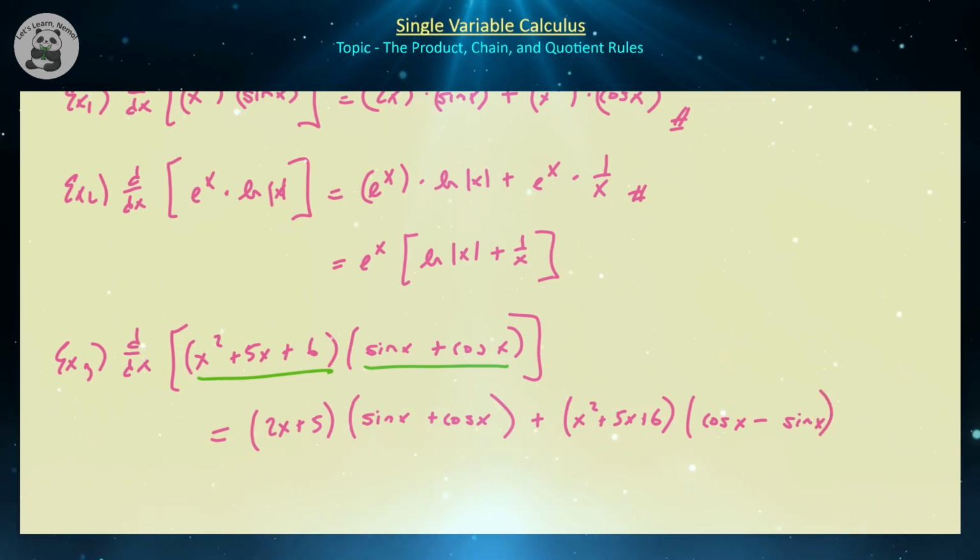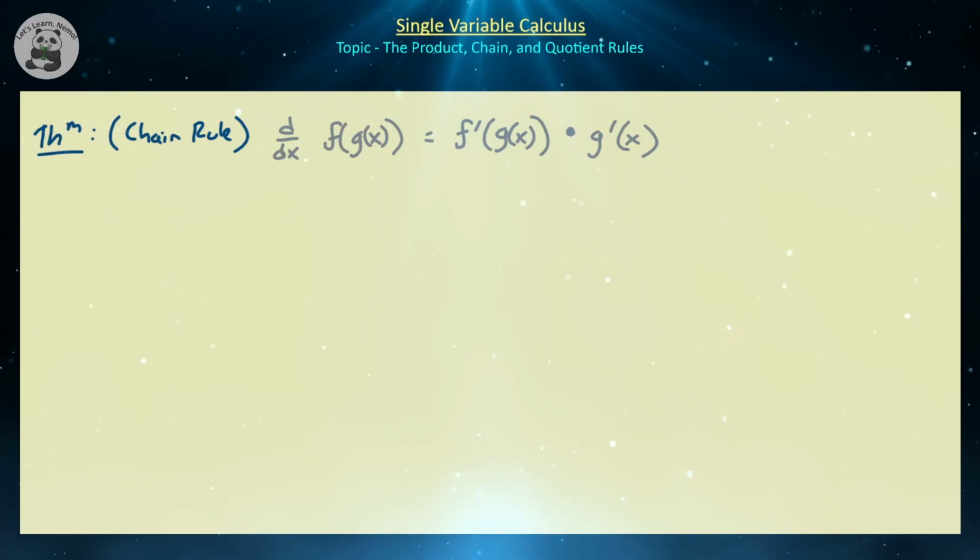Obviously, there's a lot of distribution you could do here and combining like terms and stuff like that, but technically speaking, that is the derivative of the original. The next rule might be the most important of the three primary rules that we're introducing today, and that's called the chain rule.